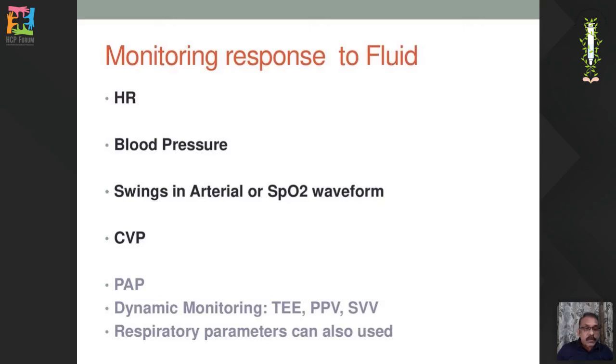Now, we have heard for so many years that static measurements are not good and dynamic measures should be done. Static measures don't give any information about the preload. Having said that, if we see the response to fluid dynamically, maybe it is heart rate or blood pressure, it gives reasonably good information about the fluid status of the patient. Say there was a heart rate of 90, you give a 300 ml bolus of whatever crystalloid, and the heart rate comes down by 10%, that is a positive response. Or blood pressure goes up, that is also a positive response.